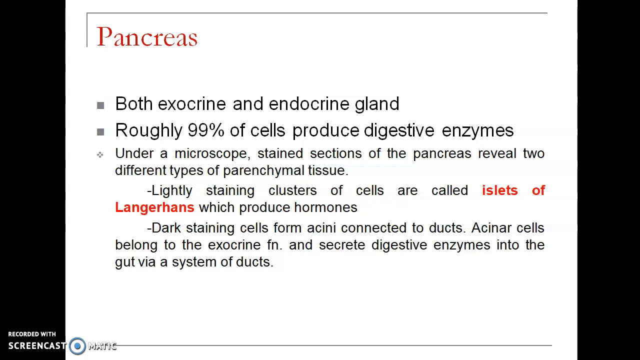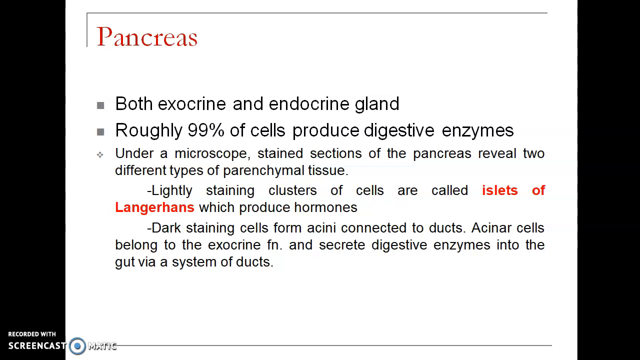This is a gland, so it has some secretion. Why are we differentiating it as exocrine and endocrine? Some of its secretions are carried through ducts, that is, those areas are connected through ducts, and some part of it releases its secretion via the blood. It does not have any duct.